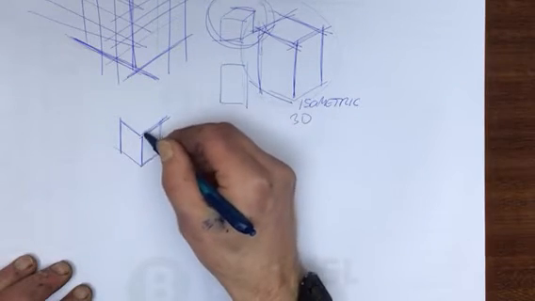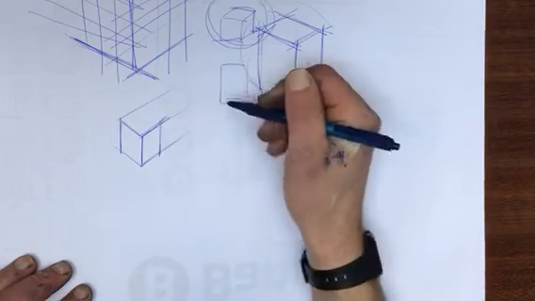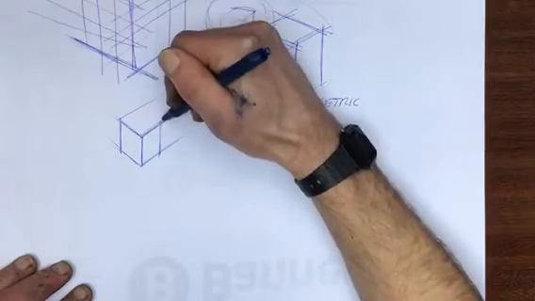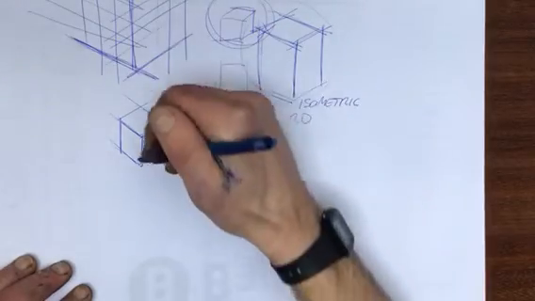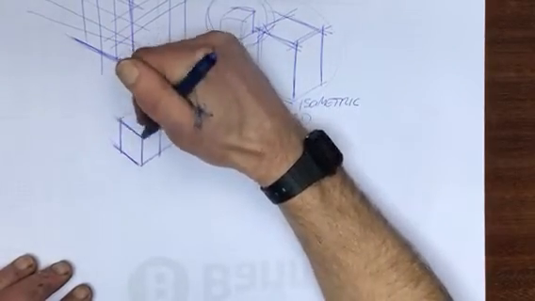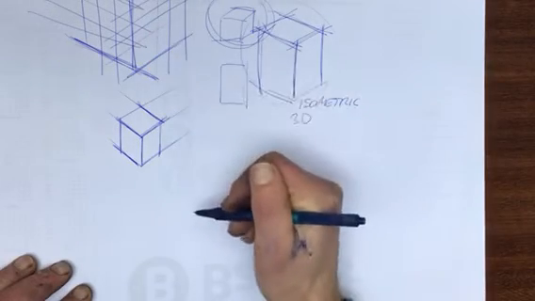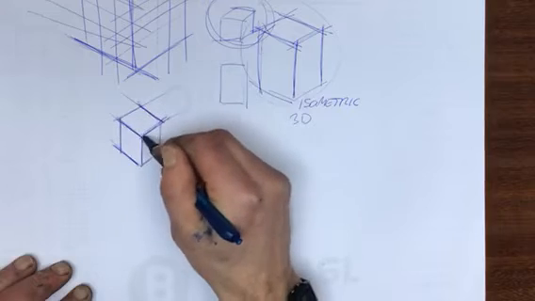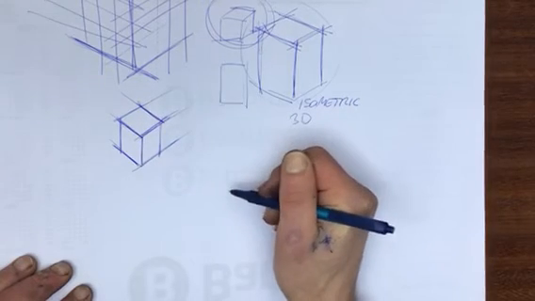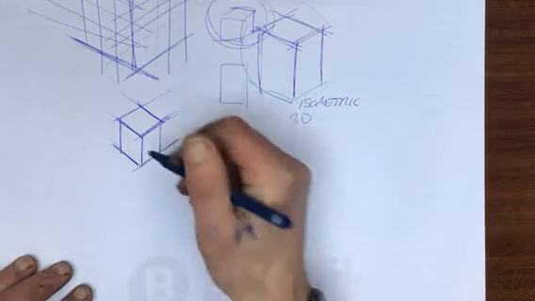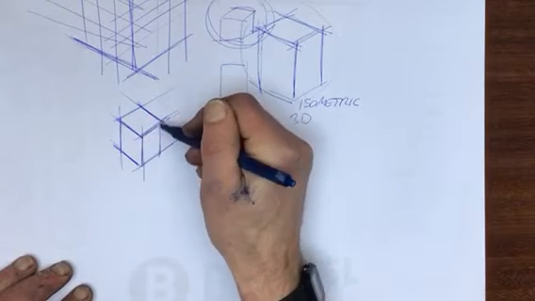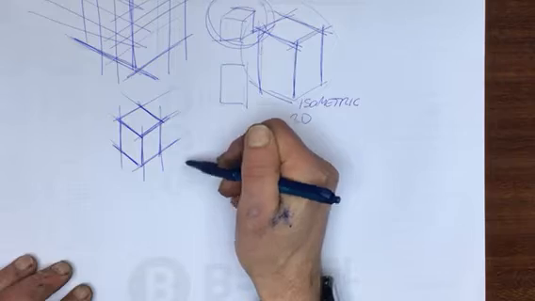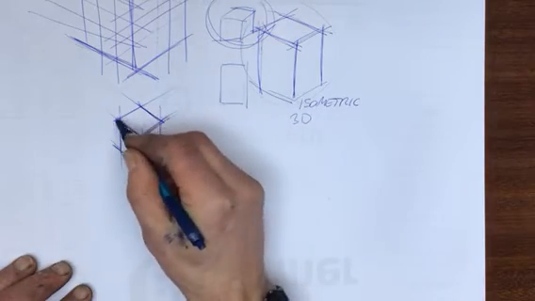So we have this direction, this direction, this direction. Across, across, across. This line and this line and this line are parallel. This line, this line, this line are parallel. This line, this line, this line are parallel. So we only have lines going in 3 directions.